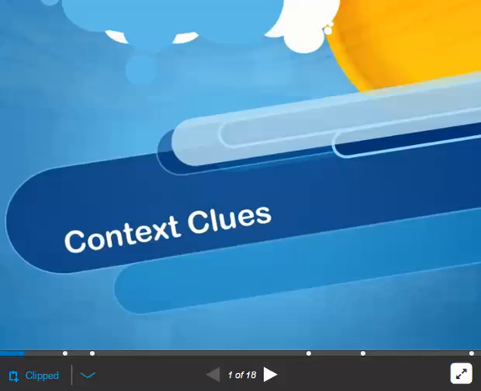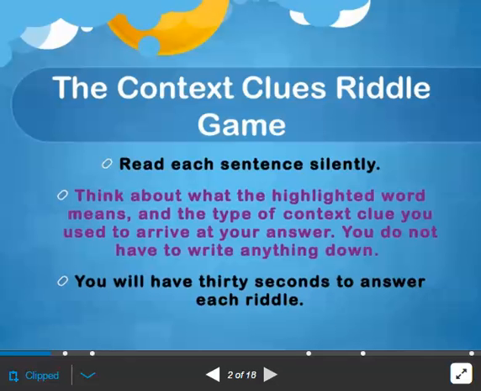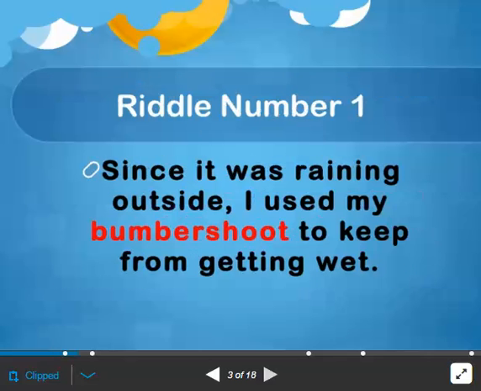Practice using the 4 types of context clues to figure out the meaning of these unknown words. We're going to read each sentence, and I want you to think about the highlighted word and the type of context clues you use to arrive at your answer. You don't have to write anything down. You'll just click the answer that you believe is best or type in your answer. You'll have 30 seconds to answer each riddle.